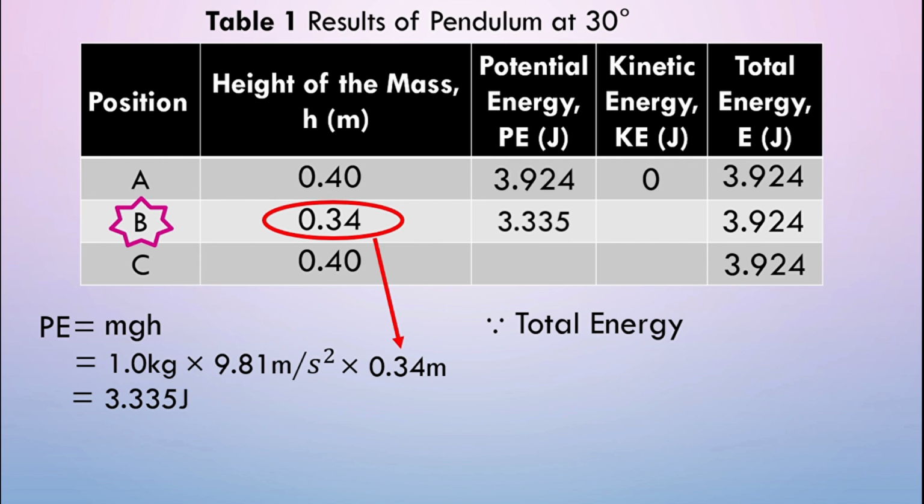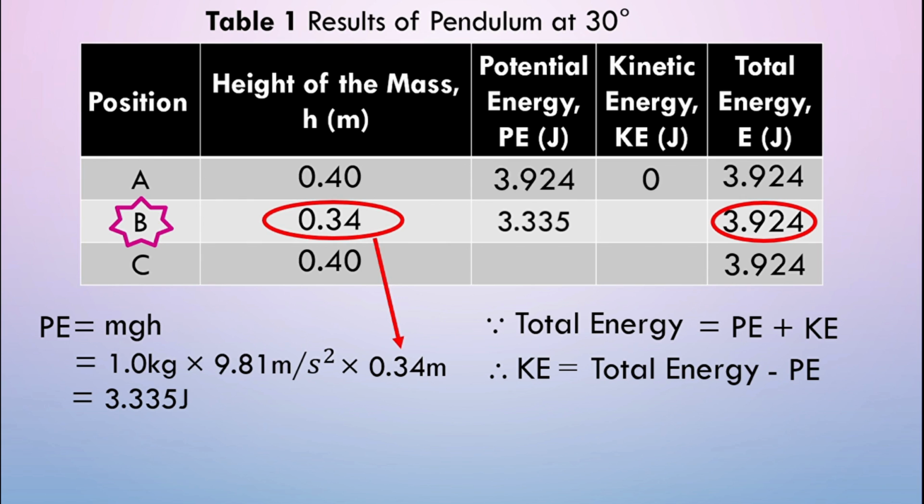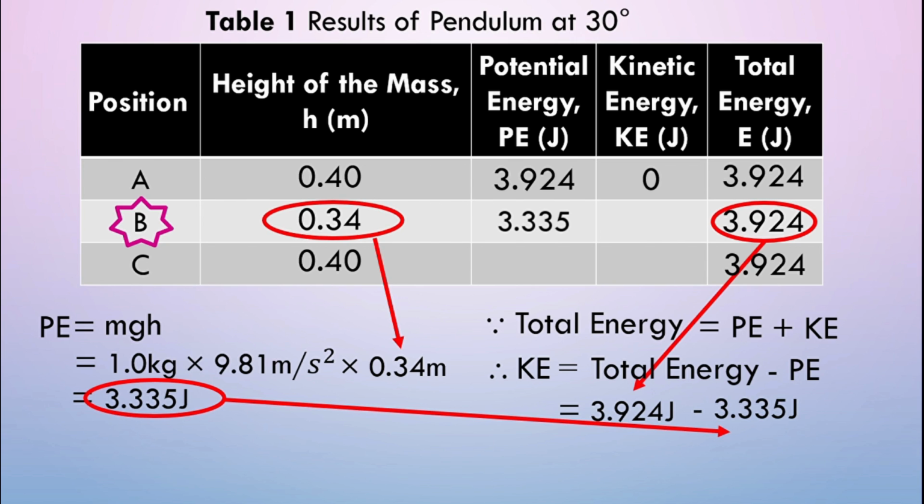Since the total energy is equal to potential energy plus kinetic energy, therefore, kinetic energy is equal to total energy minus potential energy, where total energy is equal to 3.924 joules minus potential energy which is equal to 3.335 joules. Therefore, the kinetic energy is equal to 0.589 joules.